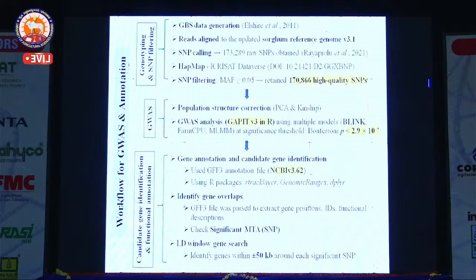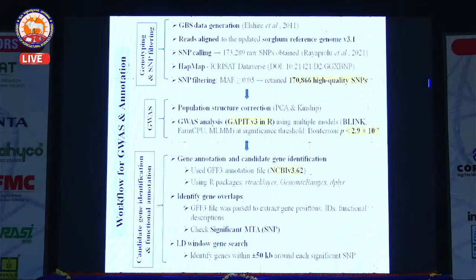After that, we corrected for the population structure. Then we did GWAS using the GAPIT package in R, using multilocus models like Blink, FarmCPU, and MLMM, at a significance threshold of 2.9 into 10 to the power of minus 7.